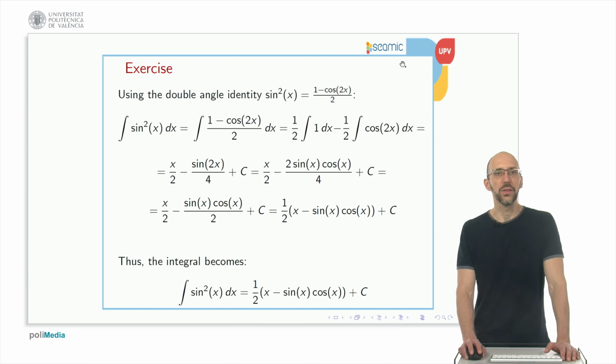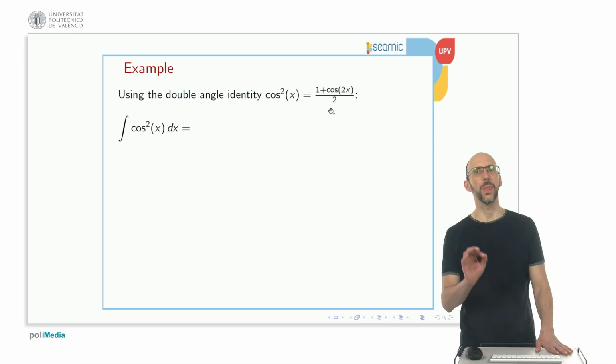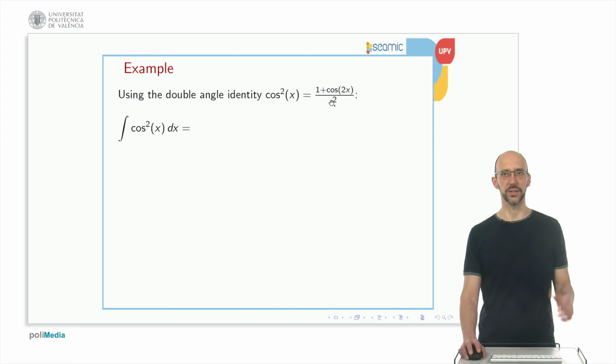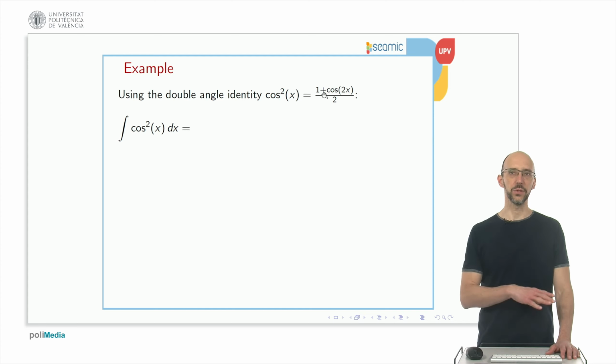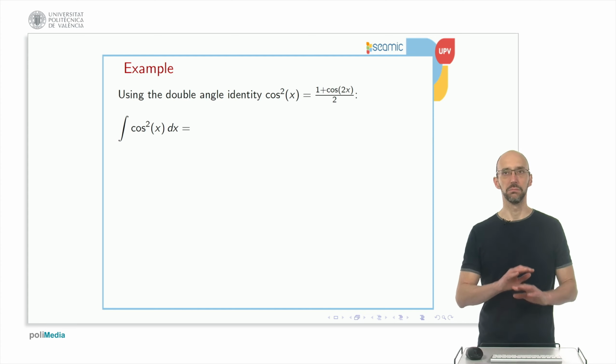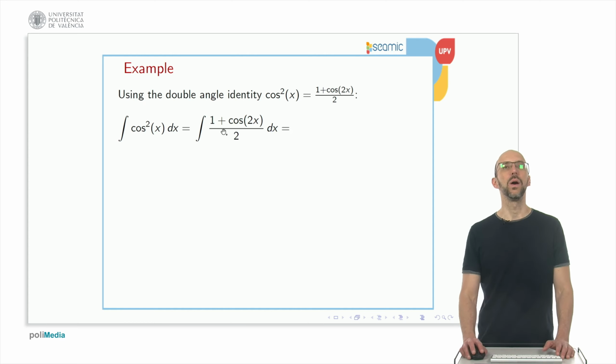Okay, let's see another one, the cosine squared. The cosine squared has almost the same double angle identity. Cosine squared of x equals 1 plus cosine of 2x, divided by 2. So the only difference between the previous exercise and this one is that here I have a positive sign. In the previous example, I had a negative sign, but the rest is the same. So the integral of cosine squared can be written as the integral of 1 plus cosine of 2x divided by 2. I can split that in two fractions, 1/2 of the integral of 1 dx plus 1/2 of the integral of cosine of 2x.